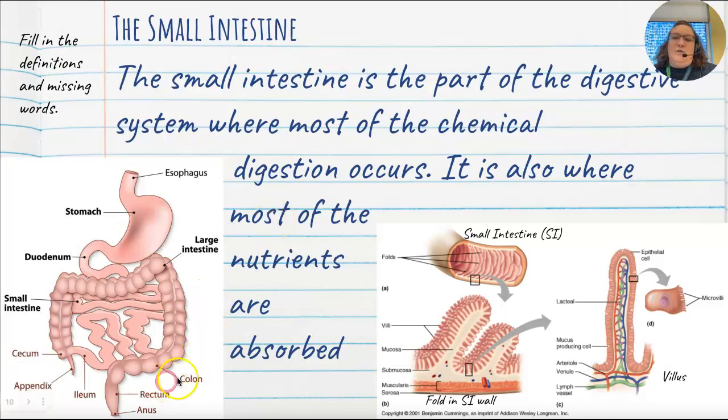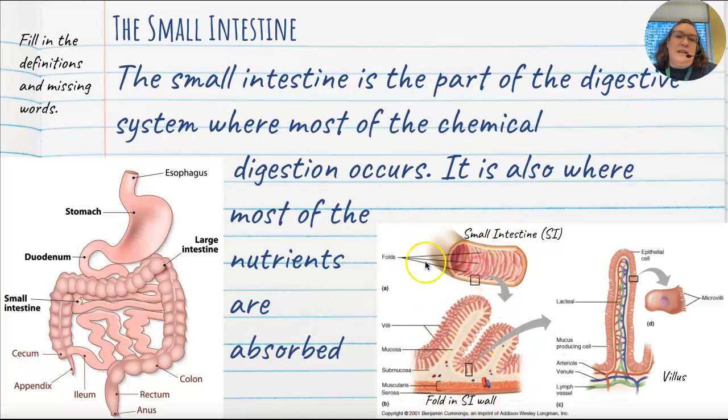So you've got your colon here, which is sort of helping to hold on to wastes. Your appendix is actually part of your small intestine. And the other one is the cecum here, which is basically where it goes from being the small intestine to being the large intestine.